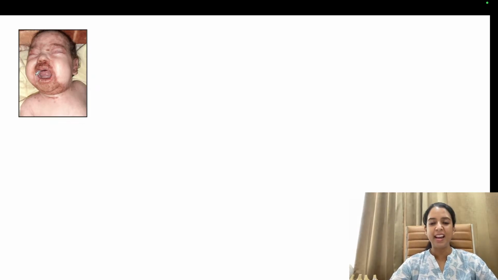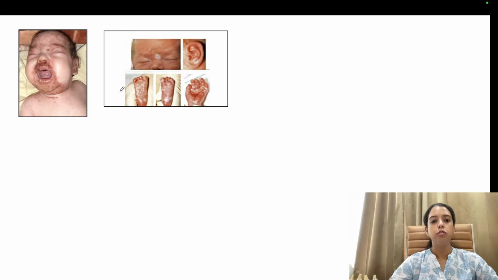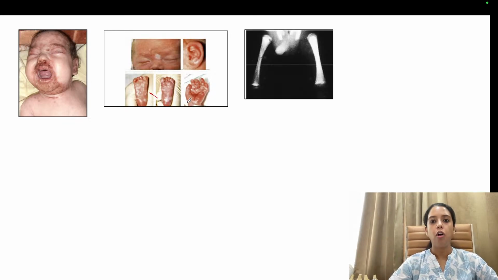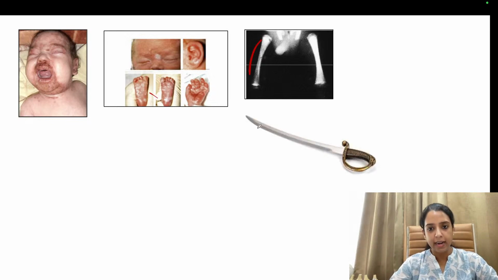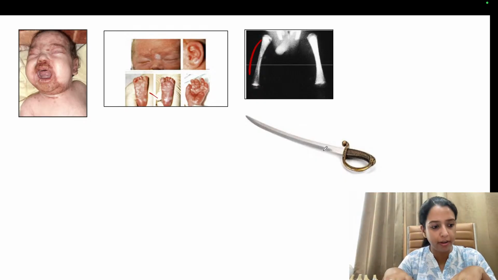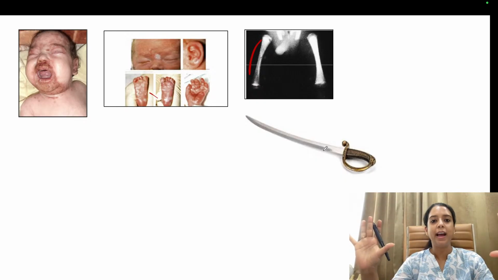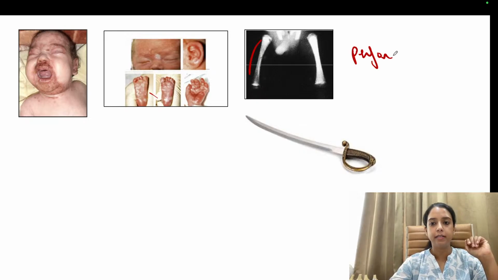This baby has constant blood-tinged mucosal fluid coming through the nose. Also there is a maculopapular rash. Also the tibia is anteriorly curved like a sword. What is the diagnosis? What is the diagnosis when there is constant blood-stained fluid coming out, maculopapular rash, and the tibia is anteriorly curved? You might also be given an image where there is a perforation in the palate.